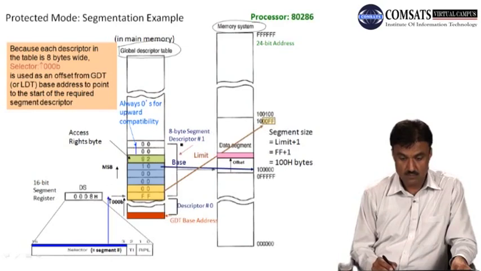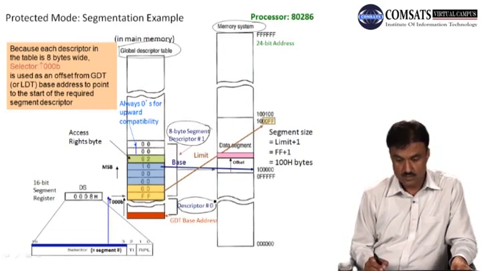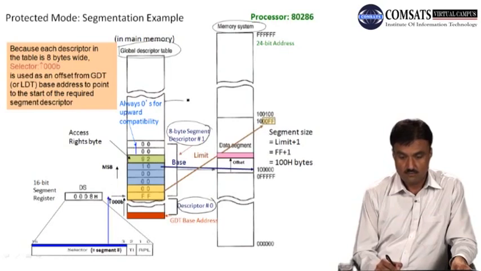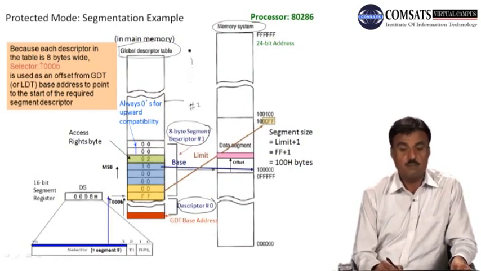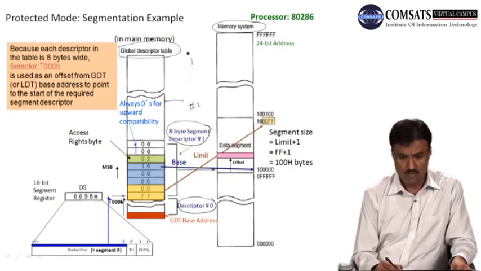1, 2, 3, 4, 5, 6, 7, and 8 bytes. This is, for example, the 8 byte segment descriptor number 1, and this is descriptor number 0. Similarly, here there will be descriptor number 2, and so on in the memory. The maximum number of descriptors can be 8192, and so on.